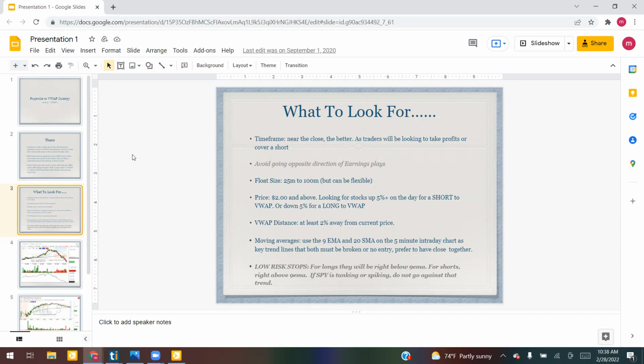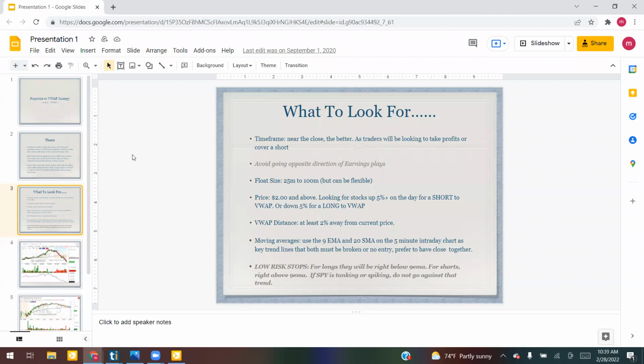Do we prefer it lower than 25 million? I would go no lower than 20, only because it will become too swingy and spiky on you. And you can get some violent moves. So that's the optimal float. I wouldn't let above 100 million deter you from taking it. And I would not go below 20 million. Price, you wanted $2 and above.